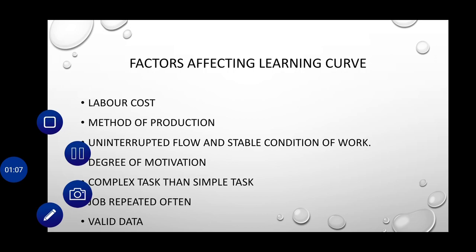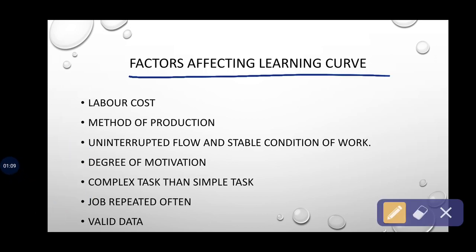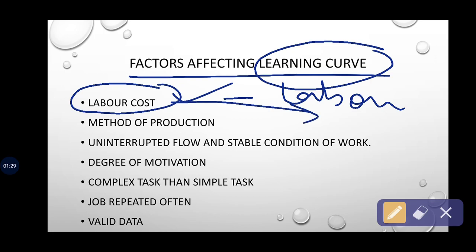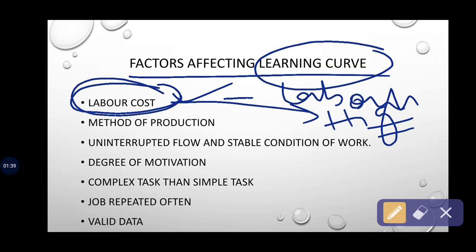So what are the factors which are affecting the learning curve? First one is the labor cost. Whatever labor cost the company is fixing for the worker affects the learning capacity, doing capacity of the labor. Suppose the payment of wages is high, he is getting high wage for doing specific work, means he will be influenced to do that work more efficiently.